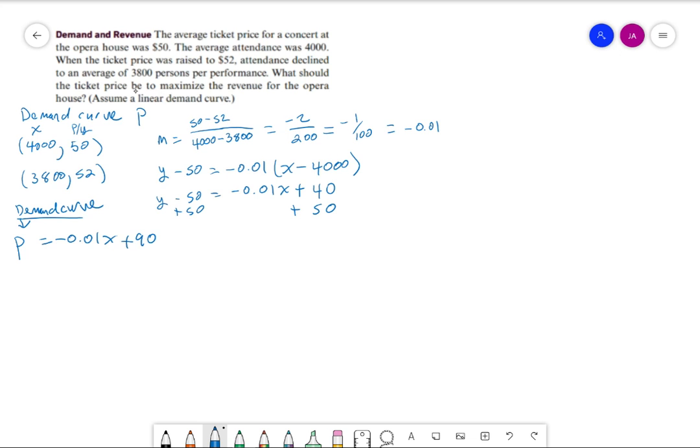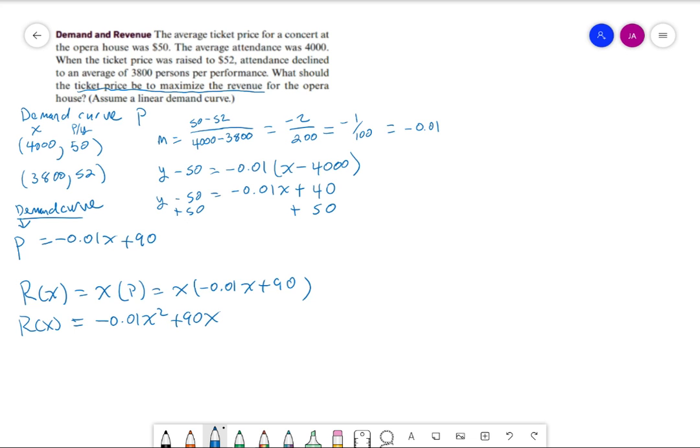We wanted to find the ticket price to maximize the revenue. And since we're looking for a ticket price to maximize the revenue, what does that mean we need to do? Well, we need to come up with our revenue function, but recall that revenue function is x times the demand curve, x times negative 0.01x plus 90. And so maximizing revenue, we'll need to do a derivative test, and so we can clean it up first. The revenue function is negative 0.01x squared plus 90x.